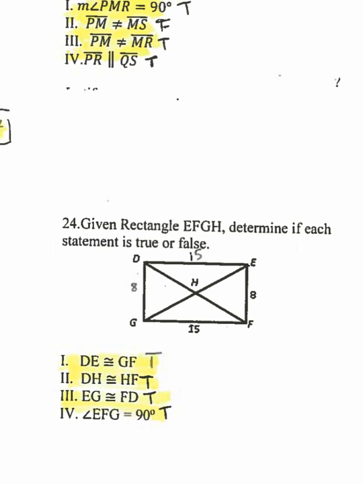EG is congruent to FD. Yes, the diagonals themselves are congruent in length. Angle EFG is equal to 90. Yeah, it's a rectangle, so all of the angles are 90, and they're all true here.